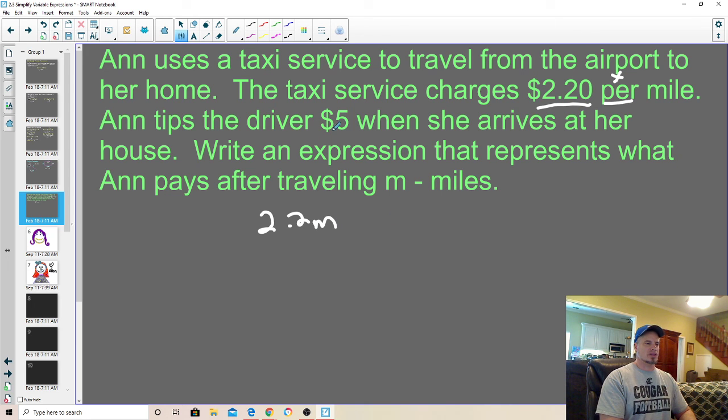Okay. Now, the tip, $5, is just paid one time. You don't add $5 over and over again. You just add it one time. So that's all I'm going to do is add $5 to this. So the expression after m miles is 2.2 times m, which is what this tells us to do, plus 5. Again, we're not adding like terms here. We're just practicing writing expressions.